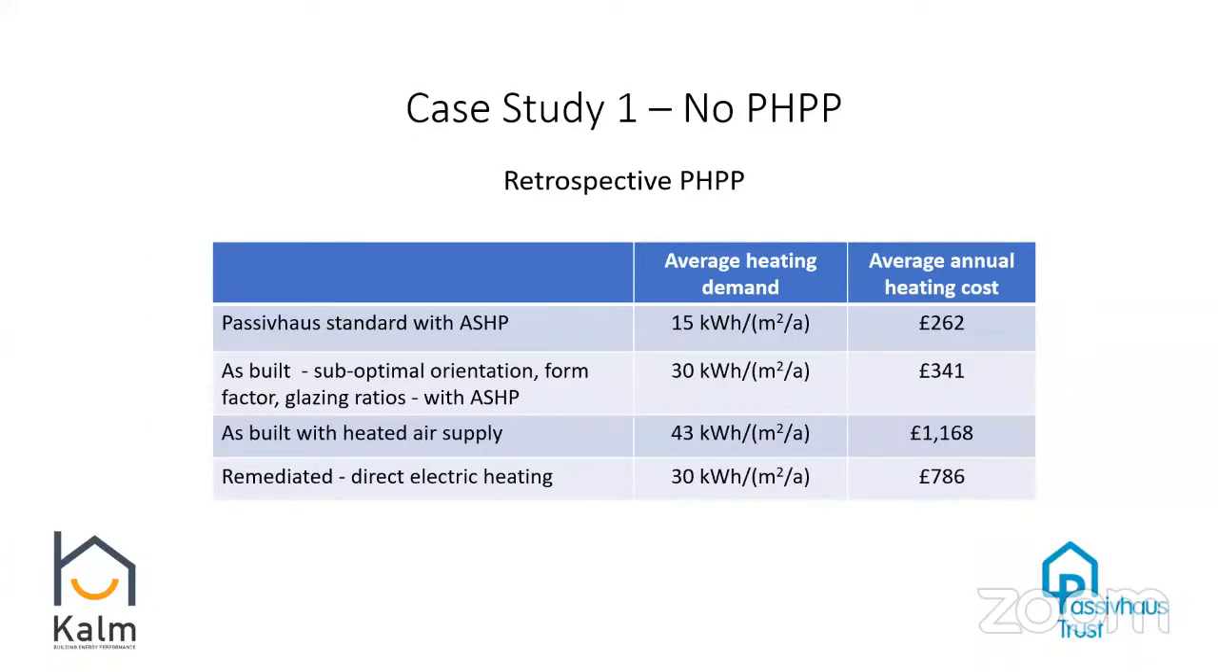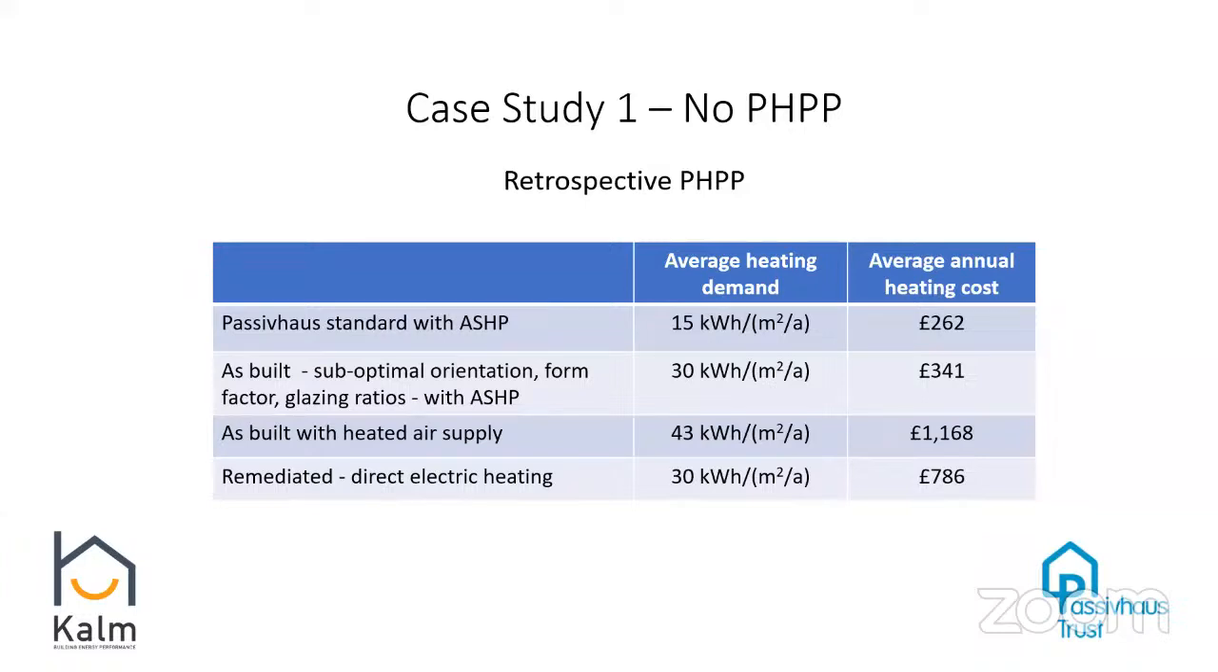Looking at this, I actually did a retrospective PHPP on all the buildings, and if you see the top there, that's what it would have been with the Passivhaus standard: 15 kilowatt hours per metre square per annum heating demand. Average heating cost would have been £262. However, the form factor and orientation wasn't that good. So just on that basis, it was up to 30 kilowatt hours already, with an uplift in the costs.